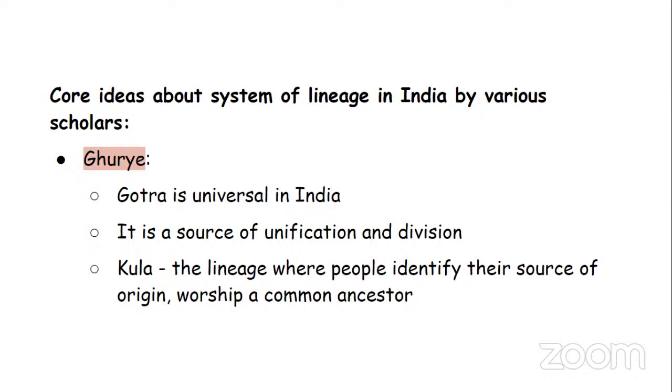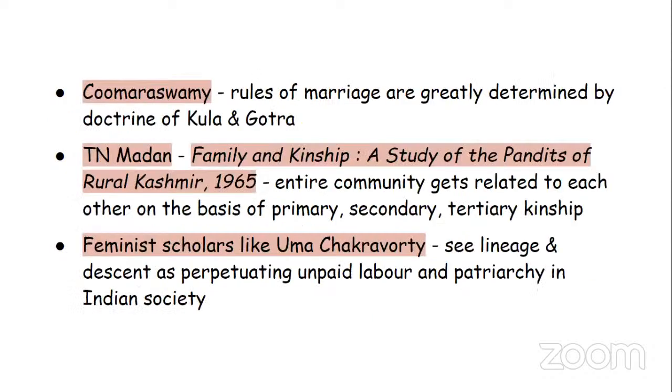It is also unique to our Indian systems. So that is 𝙭's concept, or 𝙭's major ideas about the lineage system in India. Now, Kumaraswamy. According to Kumaraswamy, rules of marriage are greatly determined by the doctrine of Kula and Gotra. So Kumaraswamy found that rules of marriage, or marriage systems in Indian society, are greatly influenced by Kula and Gotras. That is Kumaraswamy's opinion.